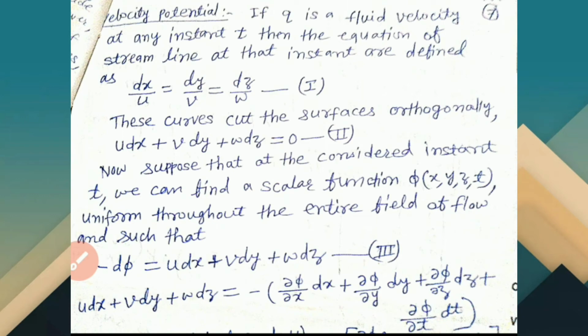If q is a fluid velocity at any instant t, then the equation of streamline at that instant is defined as dx upon u is equal to dy upon v is equal to dz upon w, which is equation first. These curves cut the surfaces orthogonally. So u dx plus v dy plus w dz is equal to 0. Suppose this is equation second.